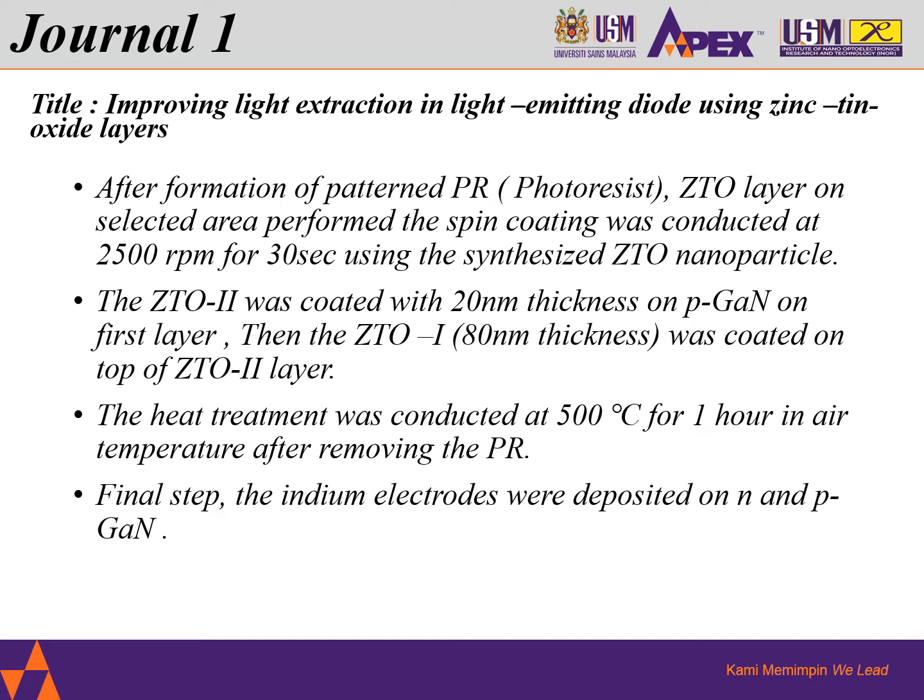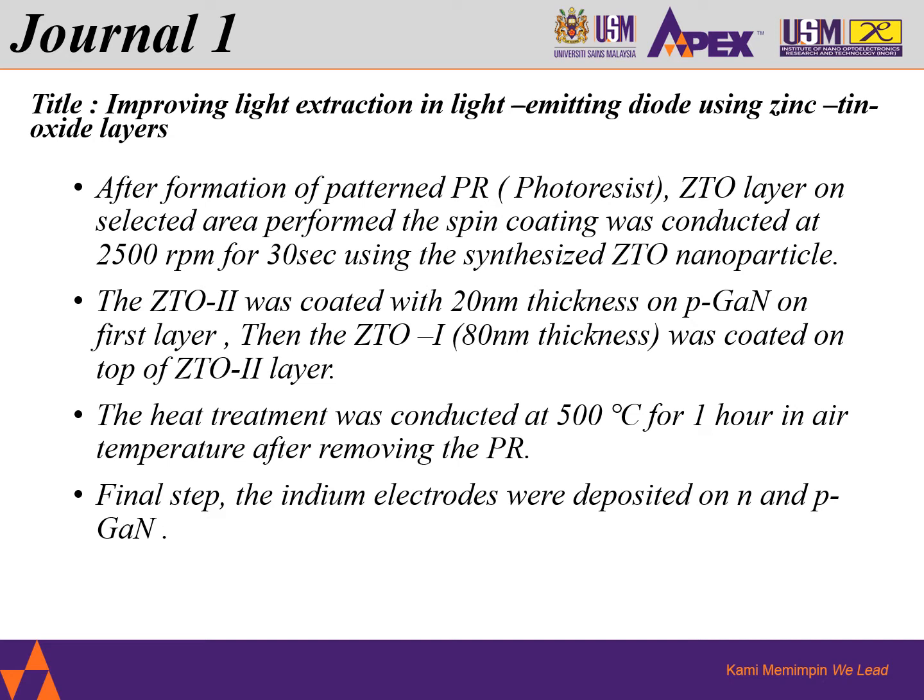After performing the patterning with photoresist, a selected area for the ZTO layer will undergo spin coating at 2500 rpm for 30 seconds using the ZTO nanoparticle material. After that, the ZTO 2 was coated with 20 nanometer thickness on top of the P-GaN, the first layer. Then ZTO 1 with 80 nanometer thickness is coated on top of the ZTO 2 layer.